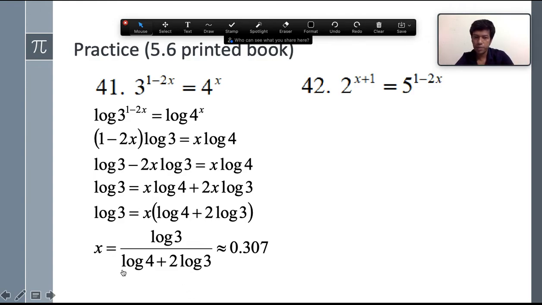Very important thing, by the way. When you do it in the calculator, you must give a bracket. So you will write log 3 divided by bracket start, log 4 plus 2 log 3, bracket close. Then you will get the answer. If you don't give the bracket, the answer will be different. Okay, so this is how we can solve it.